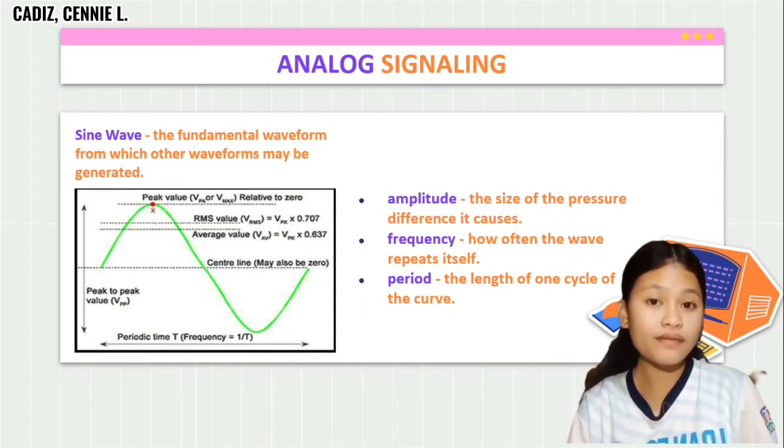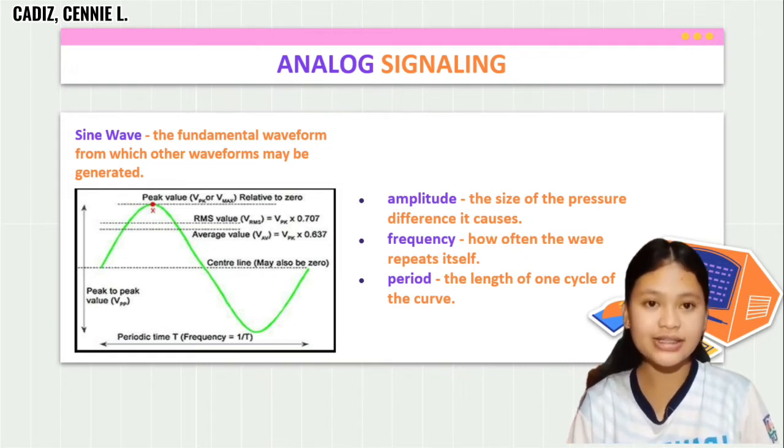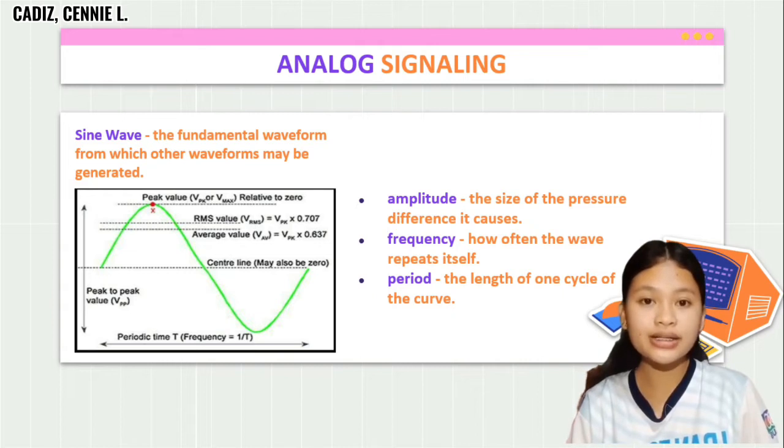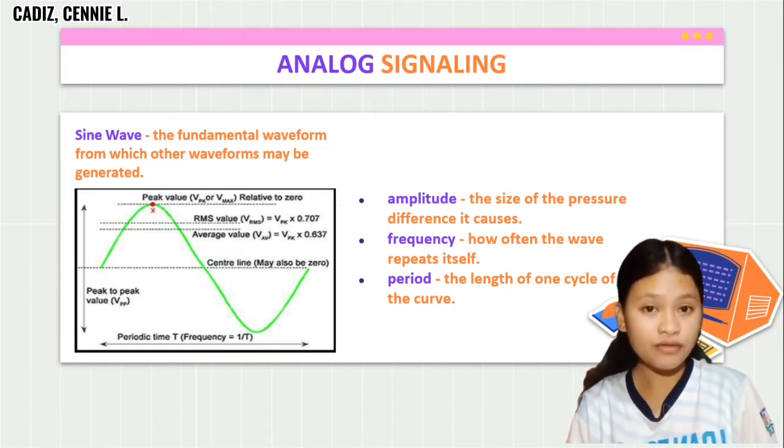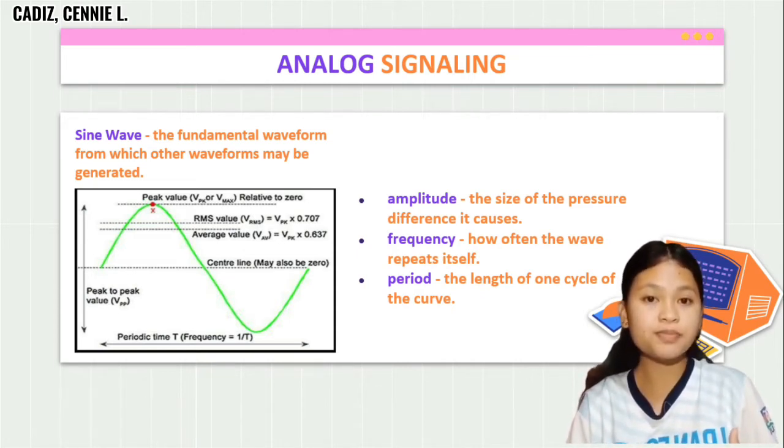The frequency of a wave is how often the wave repeats itself. It is the number of times the sine wave goes through a complete cycle in the space of 1 second. It is usually measured in hertz and sometimes also called cycles per second. Then the period of a sine curve is the length of one cycle of the curve. It is the length of a single wave from center line to peak, through the center to trough, then back to the center.